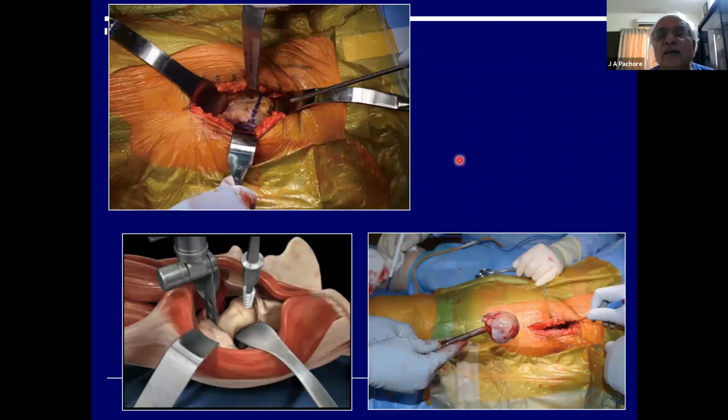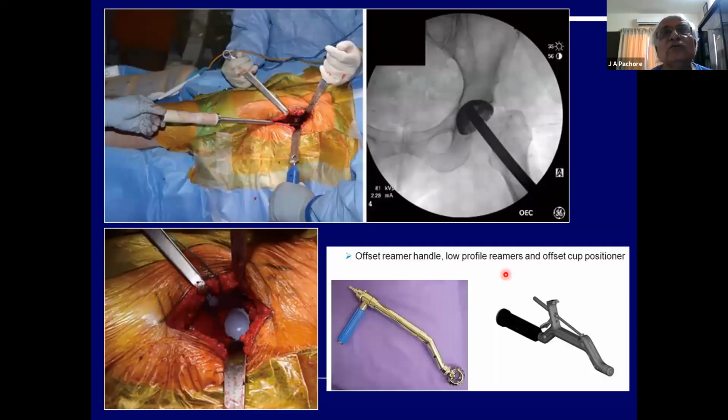Then we have to use special reamers. Ordinary reamers cannot work, because with an ordinary reamer the cup is going to be more vertical. You need an angled reamer, because here the tissue may not allow you to ream into 40 degrees and 10 to 20 degrees of anteversion, or according to the TAL. So it is just not possible with an ordinary straight reamer. Another important message: you need an offset handle, offset reamers, offset cup holder, then only can you align this cup exactly.